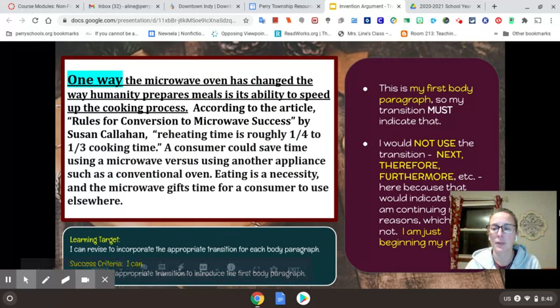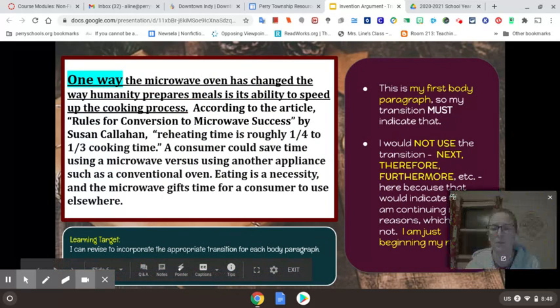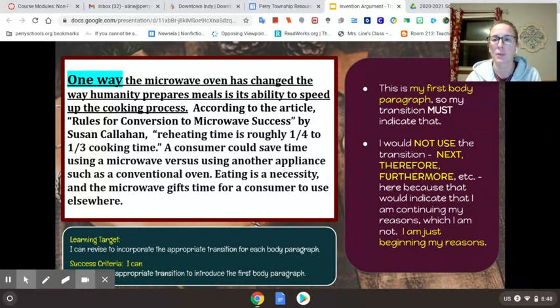So I can't move myself over. Let's see if I can make me smaller. Nope. All right, we'll just move up here. So this is my first body paragraph. Okay, and you can see highlighted in blue the transition that I chose to use.